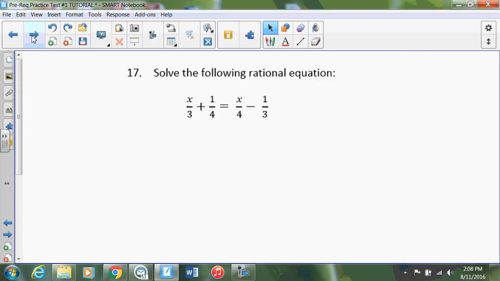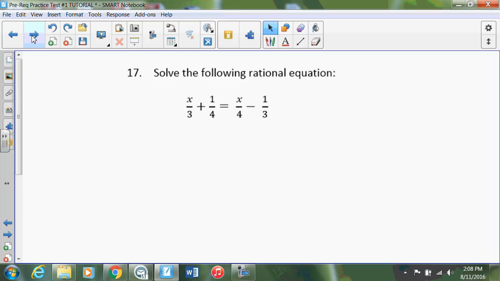That's important. Okay, 17, solve the following rational equation. So a rational number can be expressed as a fraction, so that's why this is called a rational equation. I look at denominators and I don't like them in an equation. I want to get rid of them. So that's what we're going to do first.